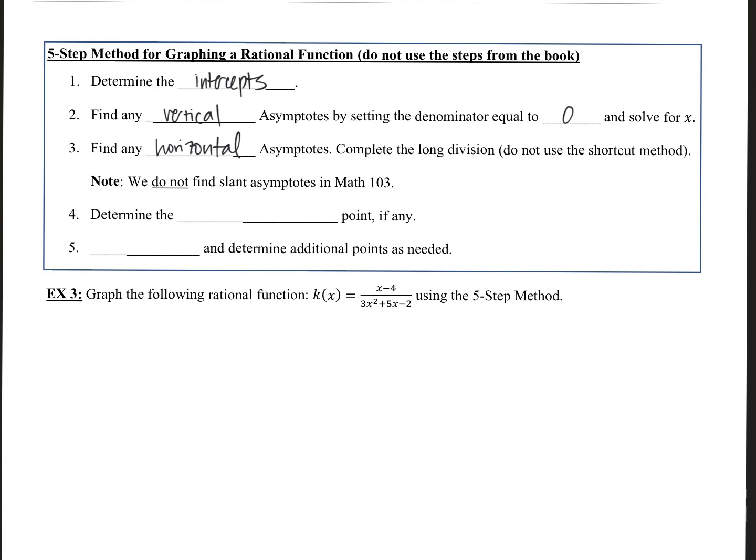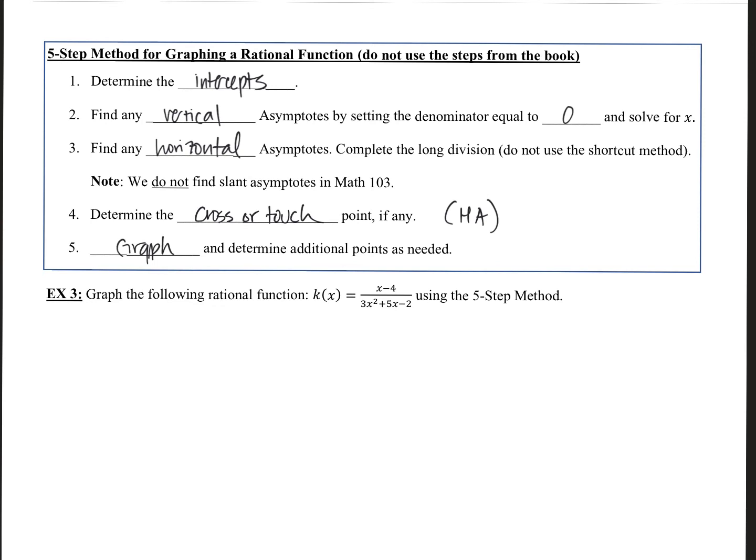Last, we're going to determine the cross or touch point, if any. And once again, remember, this is for horizontal asymptotes. I'll call it HA. Vertical asymptotes do not have cross or touch points. Then lastly, we're going to graph and determine any additional points if we need to.